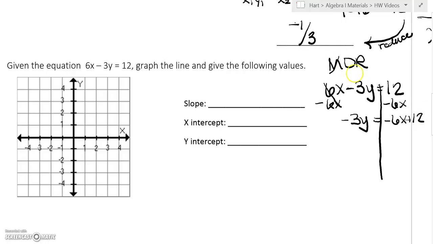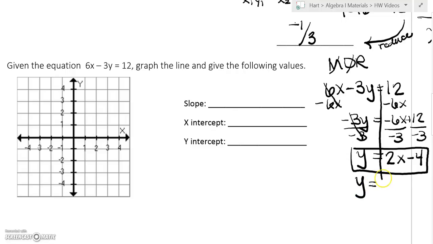And then next is divide. So divide by negative 3. And then we reduce. Negative 6 divided by negative 3 is 2x. And 12 divided by negative 3 is minus 4.